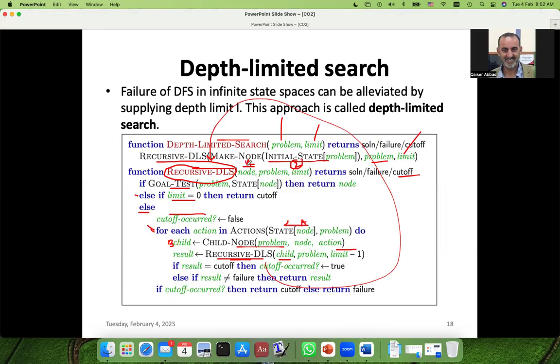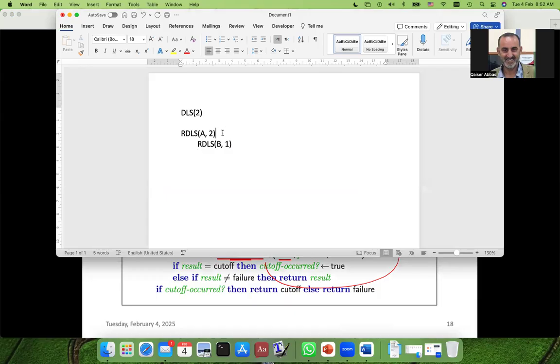And what is the node now? Node is now B. And what is the limit now? The limit is 1. And then we are checking, B is goal, no. Limit is 0, no. Then else. Cutoff occurred is false. Cutoff occurred is still false in the previous call, and I can just write here, cut is false, huh?